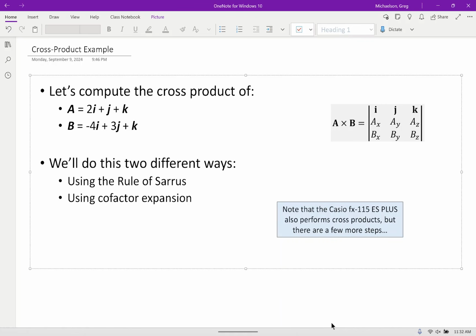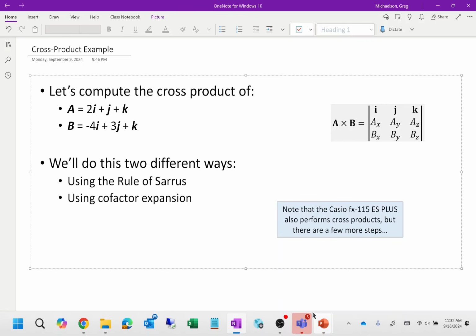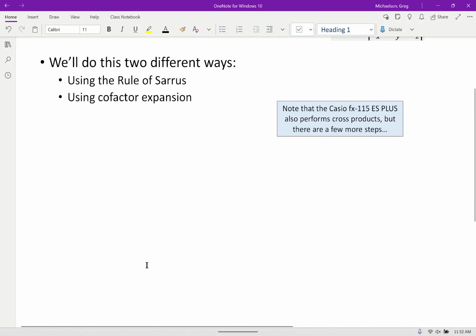The first way that we're going to do that is the rule of Sarrus. And again, these two methods are just shorthand ways of not having to memorize this craziness. That's what we're trying to avoid. I don't want to have to memorize all that.